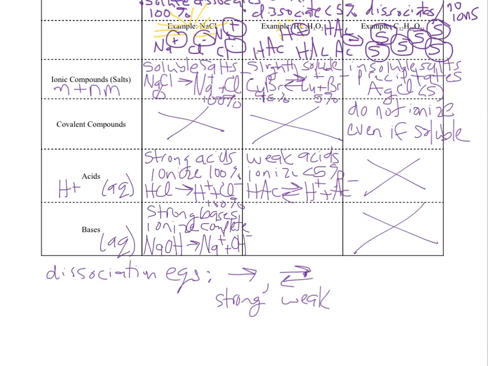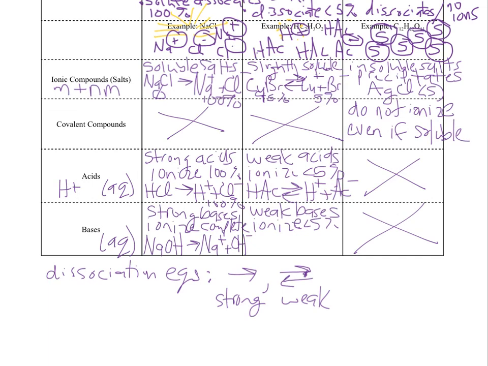An example of a weak base, I'm trying to think. So weak bases make weak electrolytes, just like weak acids. They only ionize, this looks exactly the same, less than 5%. And I cannot think of an example of a weak base right now, so we'll just leave that alone. But you get the idea, I think.